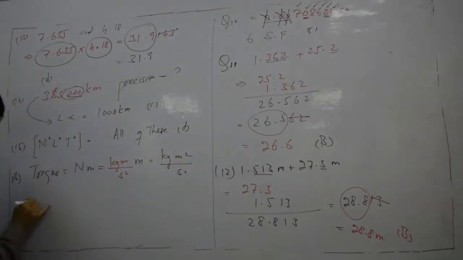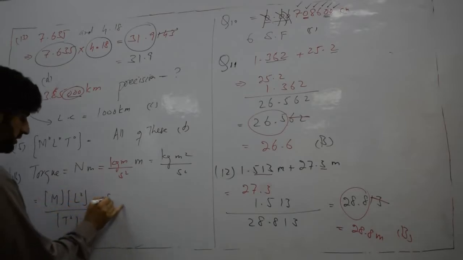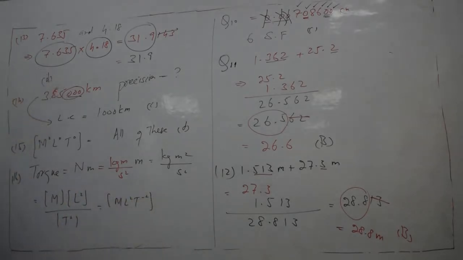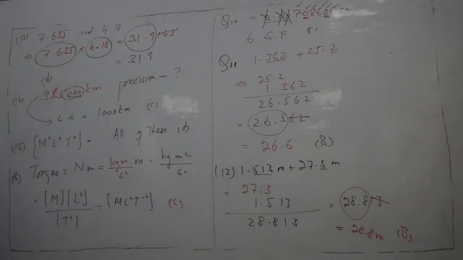So what are the dimensions of kilogram? That is mass, M in square brackets. The dimension of meter is L, and the dimension of second is T. Shift T squared into the numerator, so it will be M L square T minus 2. These are the dimensions of torque. So option number C is the correct answer. This is all about MCQs.